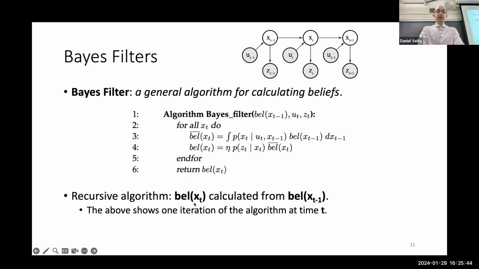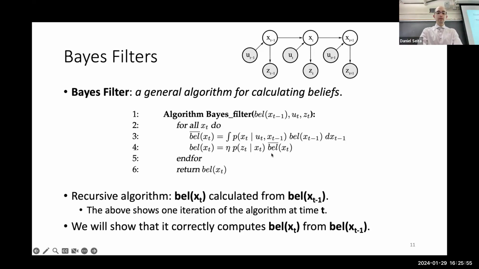And if you notice, it's also recursive. So your belief of xt is calculated from the belief at xt minus 1. And then the next step for us to understand how this works is to really show that the math here in line 3 and 4 correctly computes the belief at time t based on your current belief at time t minus 1. So if you look at this carefully, it shows one iteration of the algorithm at time t.